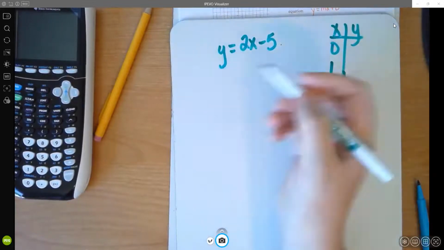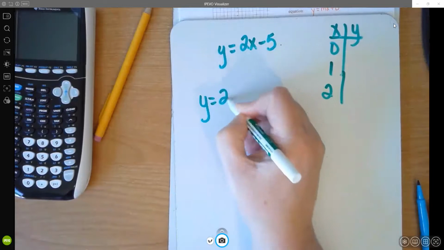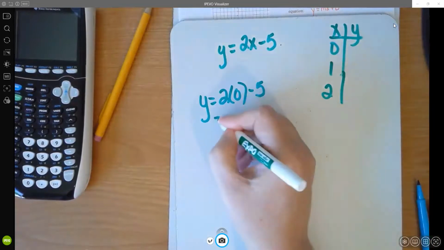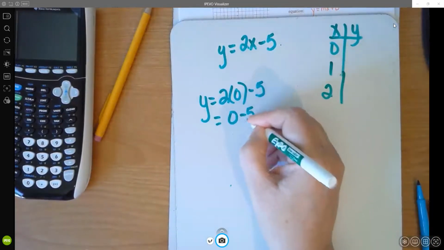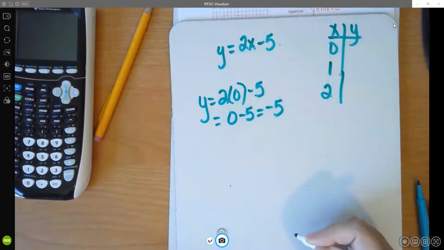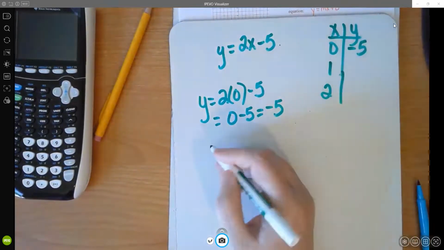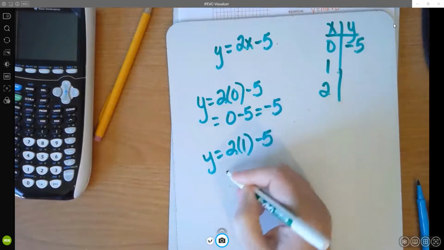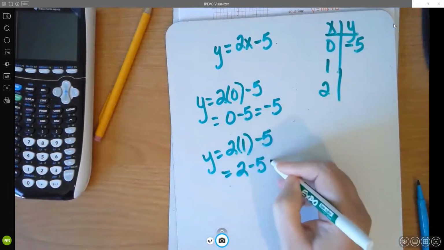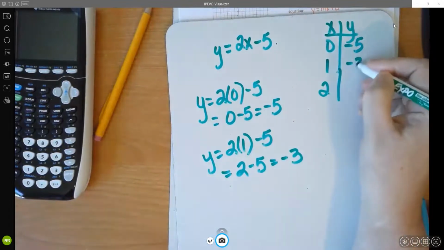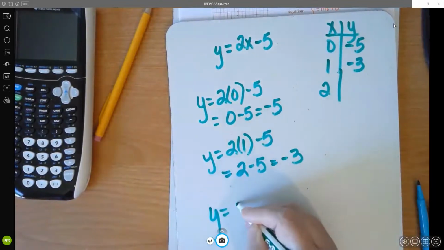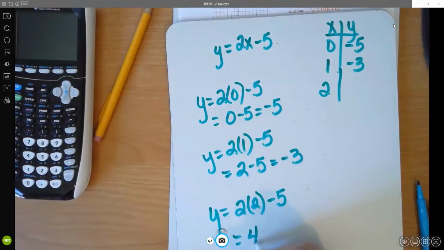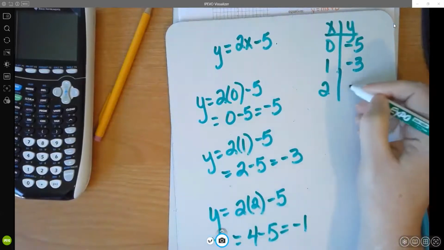So basically all I'm going to do is plug in 0. So y equals 2 times 0 minus 5. I could plug that into the calculator, but I can multiply by 0, and 0 minus 5 is negative 5. So that gives me negative 5. I can plug in y equals 2 times 1 minus 5, which is 2 minus 5, which is negative 3. And I can plug in 2 times 2 minus 5, which is 4 minus 5, which is negative 1.